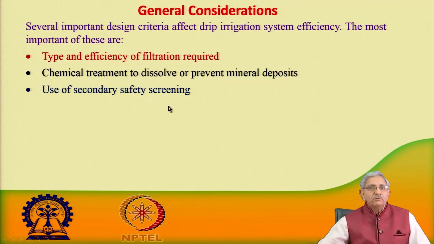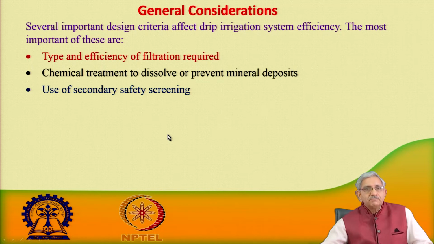Then, as I told you, the quality of water. Based on the quality of water available, we decide what type of filter will be needed, whether 2 filters are adequate, 1 filter itself is adequate, or all 3-4 types of filter will be needed. And if I am taking a filter, it should give high filtration efficiency, it should not get clogged, and there should be minimum head loss due to the filter elements.